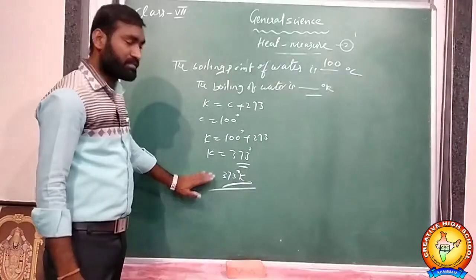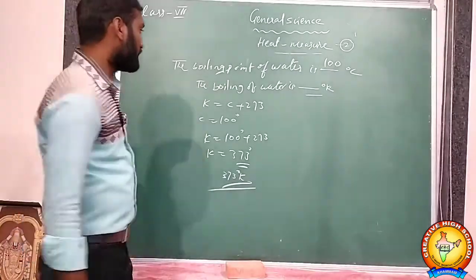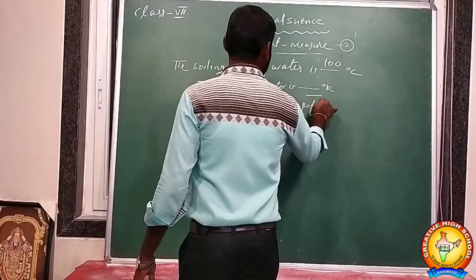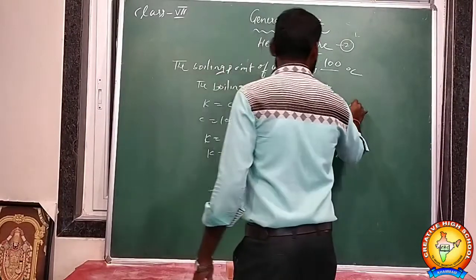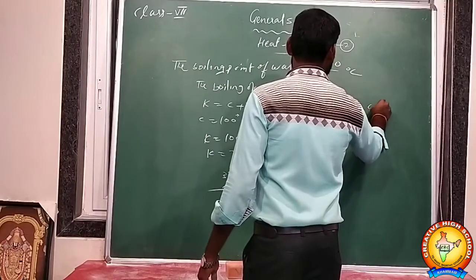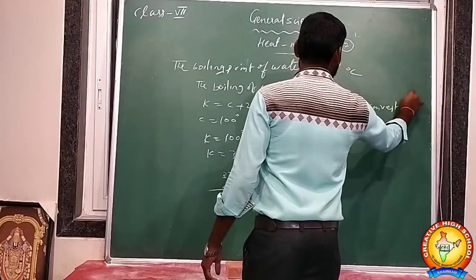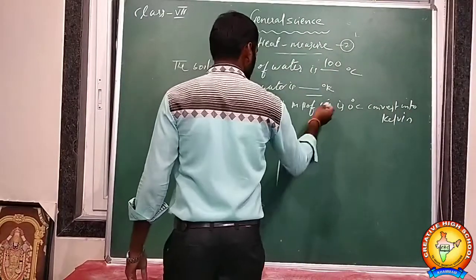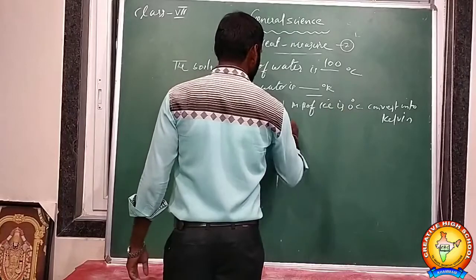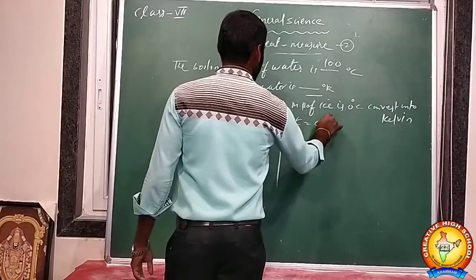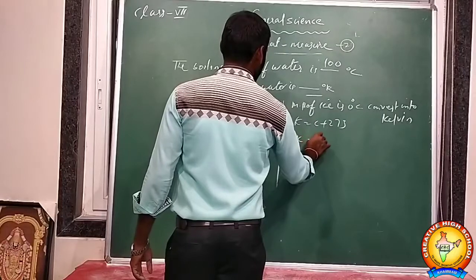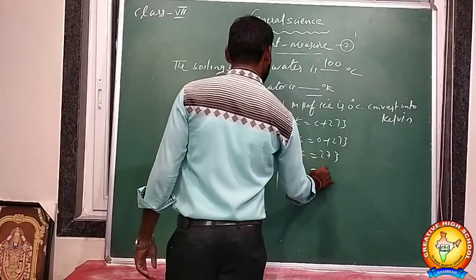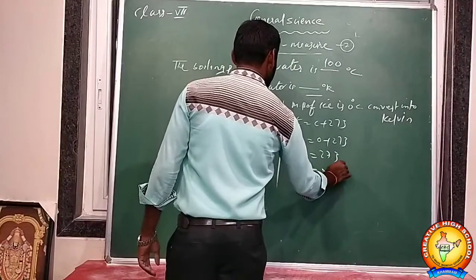In Kelvin it is 373 degrees Kelvin. Similarly, what is the melting point? The melting point of ice is 0 degrees Celsius. Convert into the Kelvin scale. So C is equal to 0. K is equal to C plus 273, so K is equal to 0 plus 273. That is K is equal to 273, that is 273 degrees Kelvin.